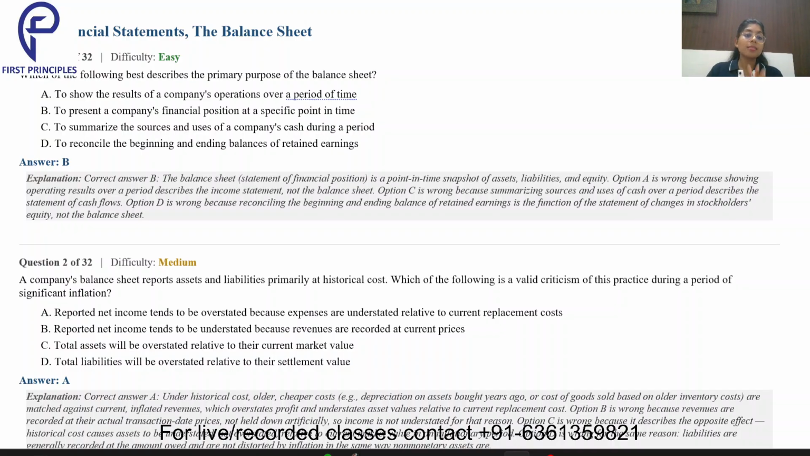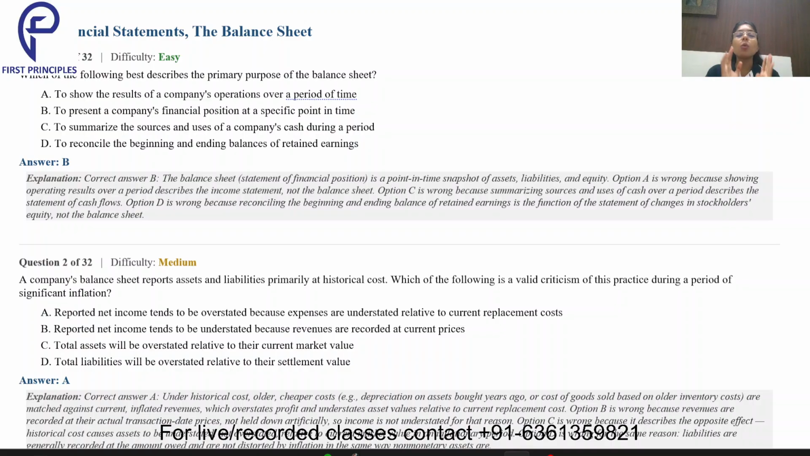Option C says to summarize the sources and uses of a company's cash during a period. Is this the correct answer? No. Why? Because option C is talking about the statement of cash flows. Then coming to option D, to reconcile the beginning and ending balances of retained earnings. This is not the correct answer, because option D is talking about the statement of changes in stockholders' equity and not the balance sheet.